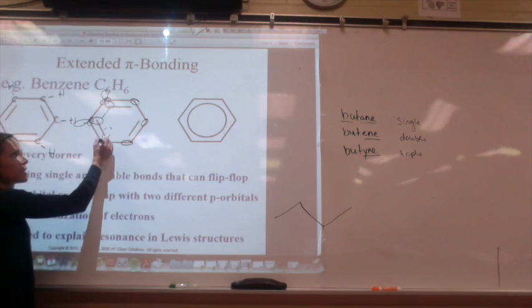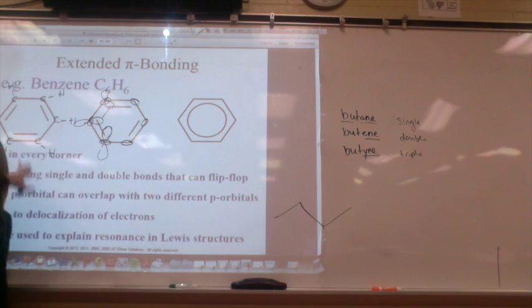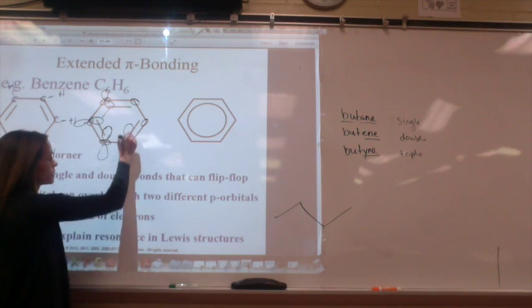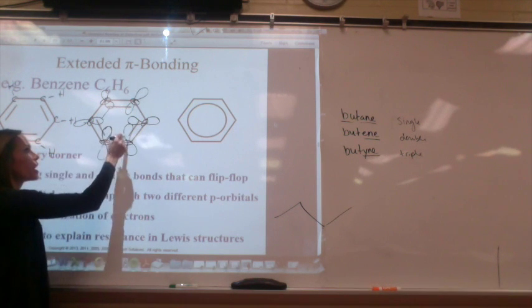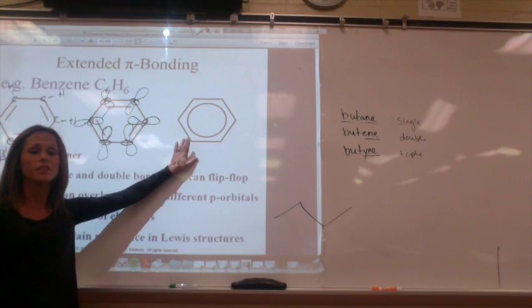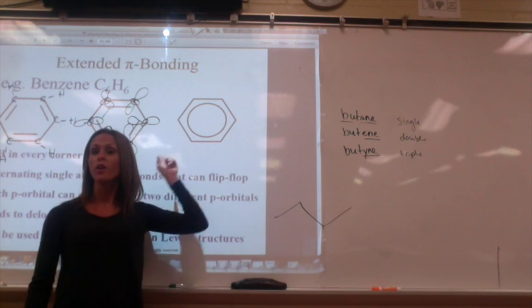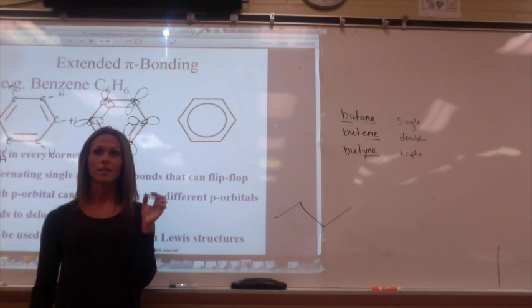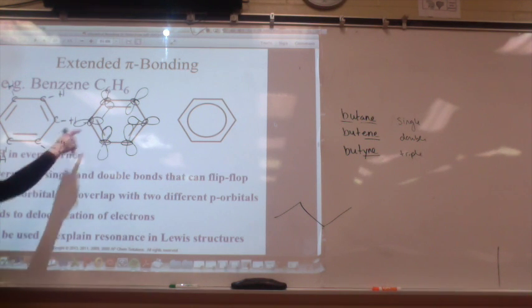You can see how easy it is for them to start taking this bond and moving it here. And then they're just sharing these electrons as they're moving around this structure. So you end up with all this bond flipping. So what's commonly drawn is a circle just to show the delocalization of all the electrons on the inside here from pi bonding. Okay? So that's what it says, alternating single and double bonds that can flip-flop. Each p orbital can overlap with 2 different p orbitals.